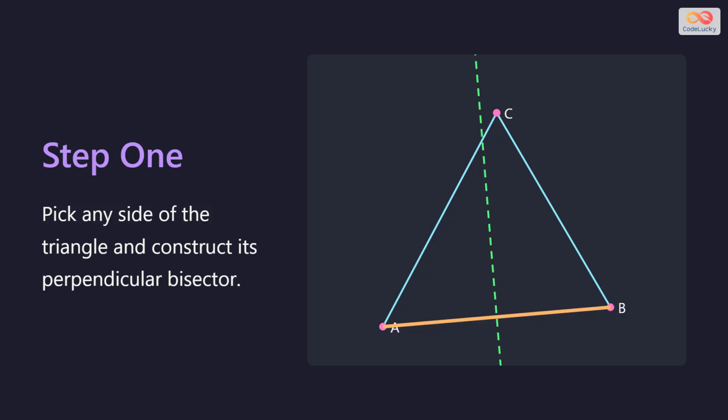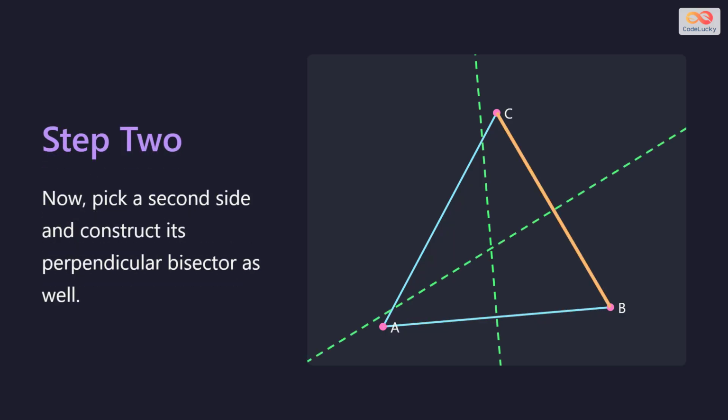Let's begin the construction. First, we select one side of our triangle. It doesn't matter which one you choose. We then construct the perpendicular bisector for that chosen side. Next, we select a second side of the triangle. Just like before, we construct the perpendicular bisector for this side. You will notice that this new line crosses the first one we drew.